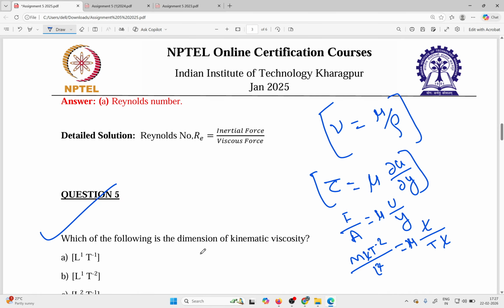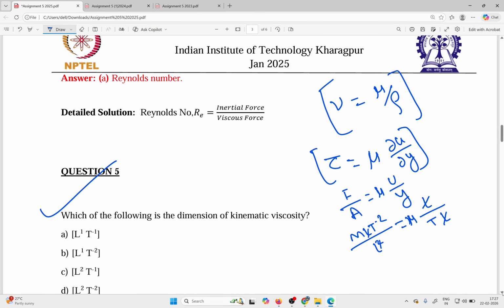Now your dynamic viscosity dimension is M L minus 1 T minus 1. This L goes to the numerator, so L to the power 1, and the T minus 2 and T to the power 1 leave T to the power minus 1. So this is your dynamic viscosity dimension.